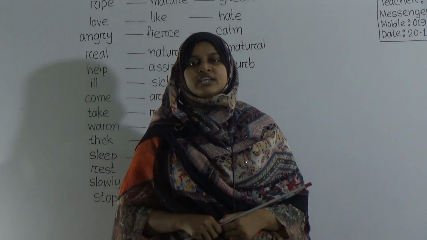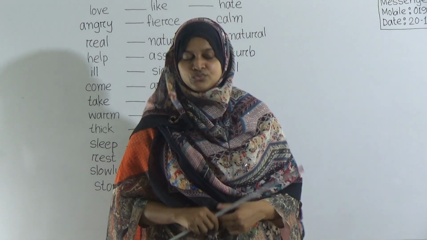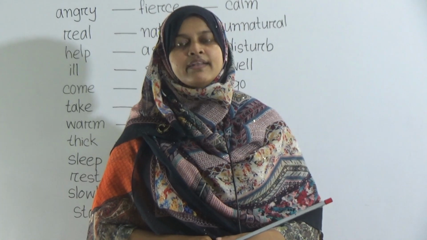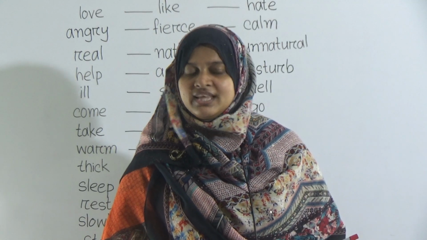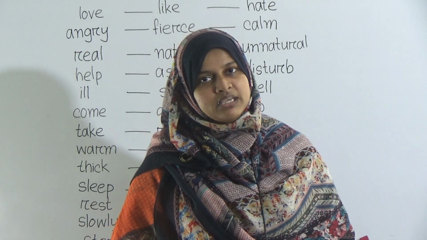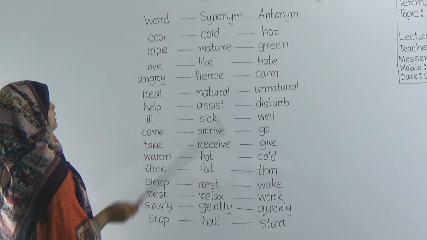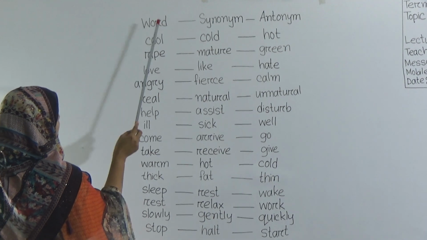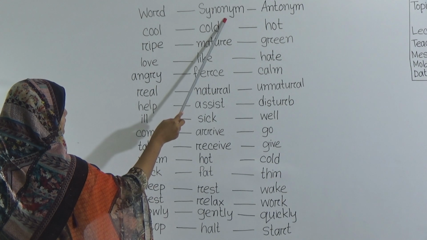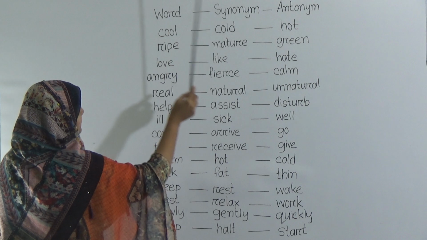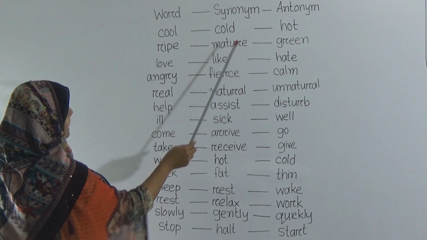Students, take your notebook and writing elements. We'll discuss all synonyms and antonyms, and you have to write them in your notebook. So let's begin. While writing synonym and antonym, first you have to write at the beginning the words synonym and antonym, and then you have to write the answers.